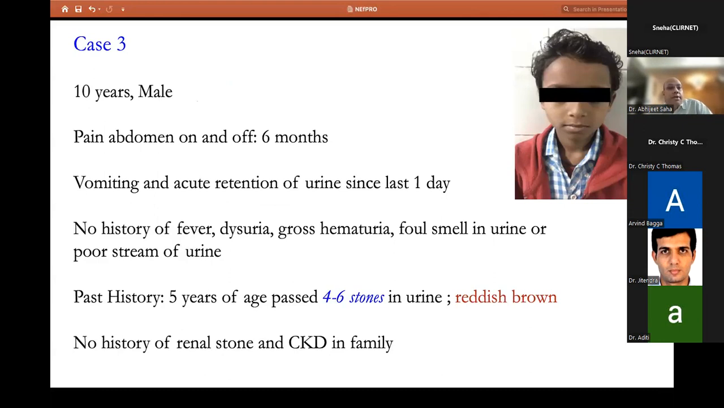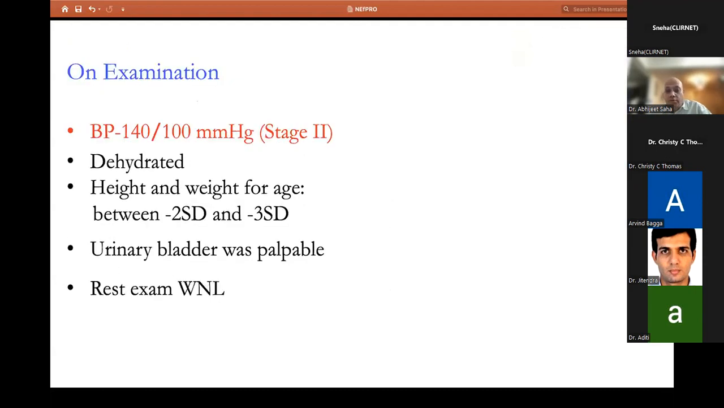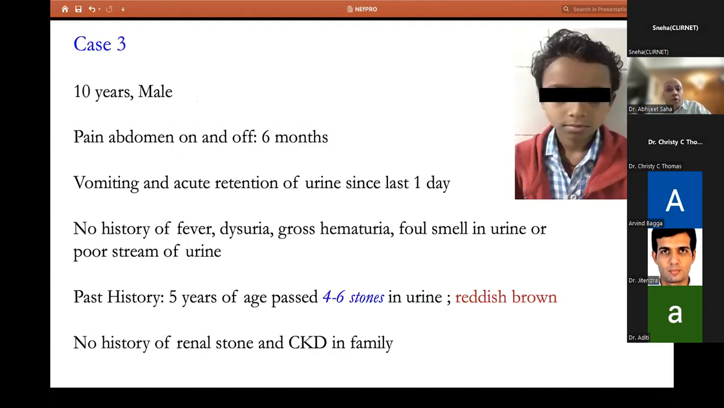This was a 10-year-old male who presented with pain abdomen on and off for 6 months. He had vomiting and acute retention of urine for the last 1 day, and that is why he was in pain. Interestingly, there was no history of fever, dysuria, gross hematuria, foul smell in the urine, or any history of poor urinary stream. There was some past history of passage of 4 to 6 stones in the urine, and the color was reddish brown. So it's evident that this child was having nephrolithiasis, and that is why he was passing stones.